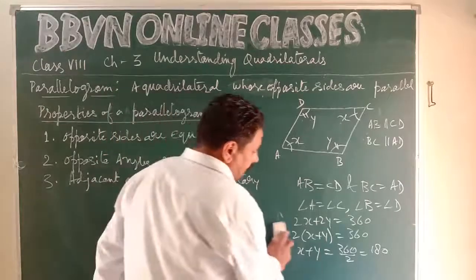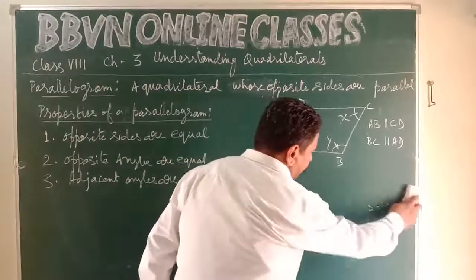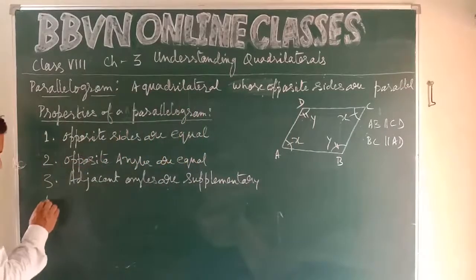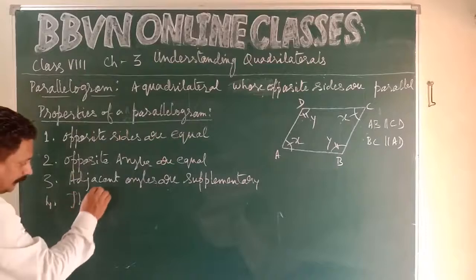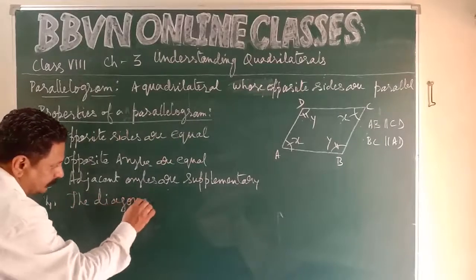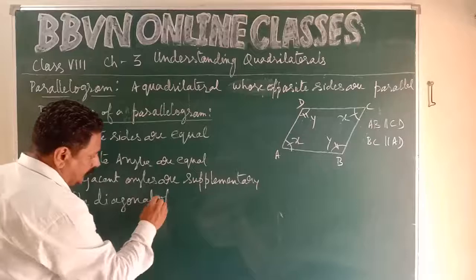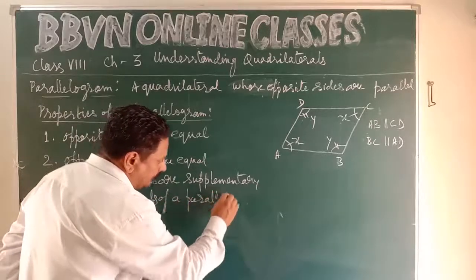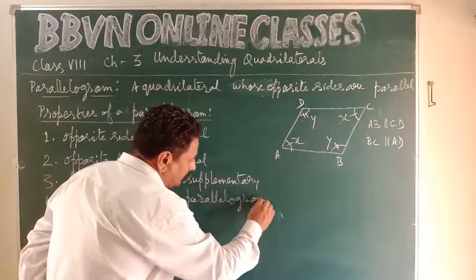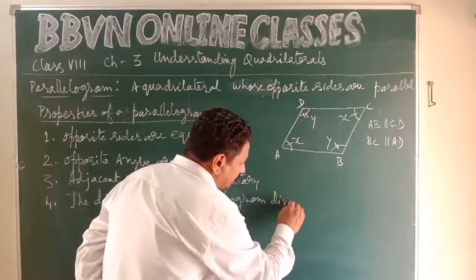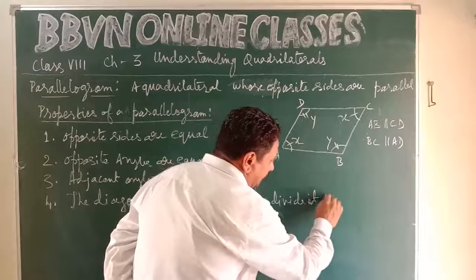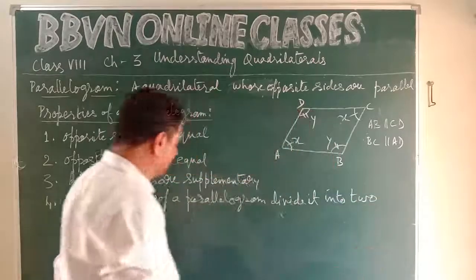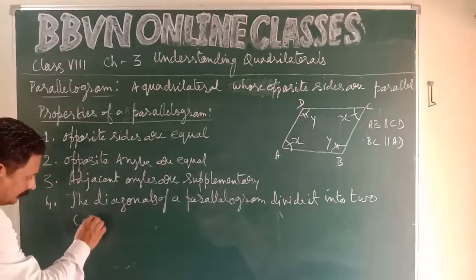Okay. Now, moving ahead. Next property. The diagonals of a parallelogram divide it into two congruent triangles.